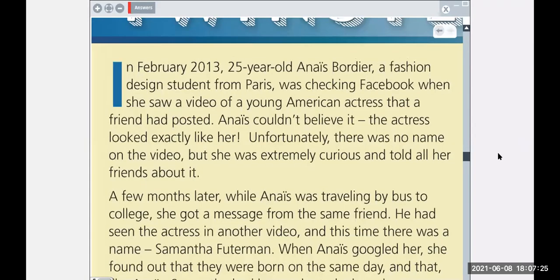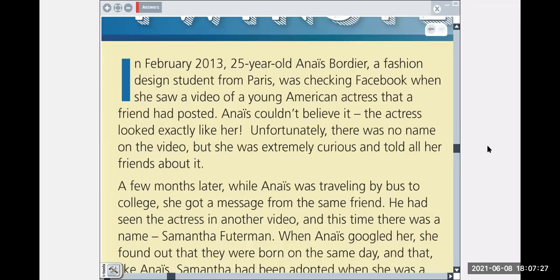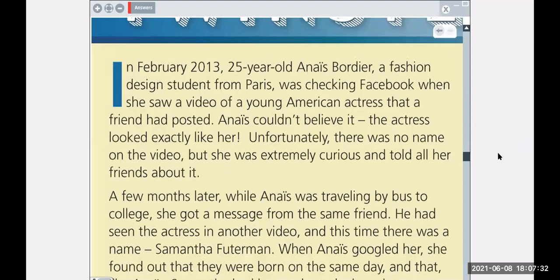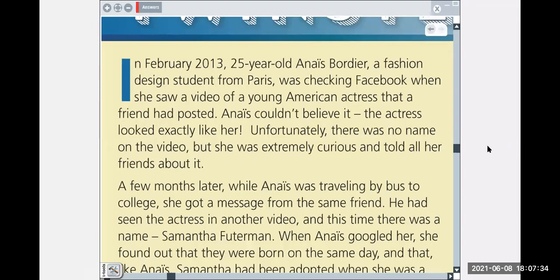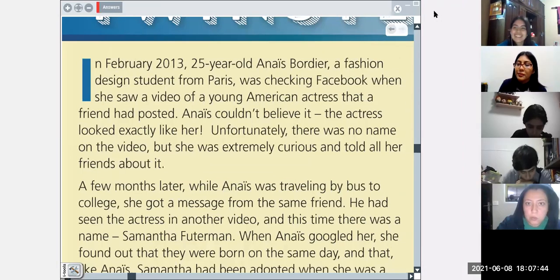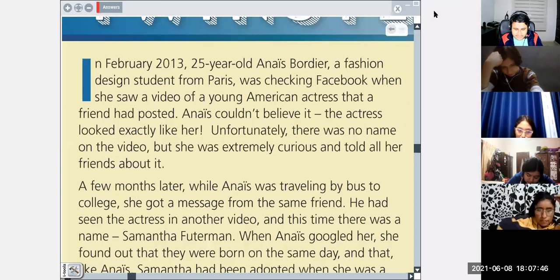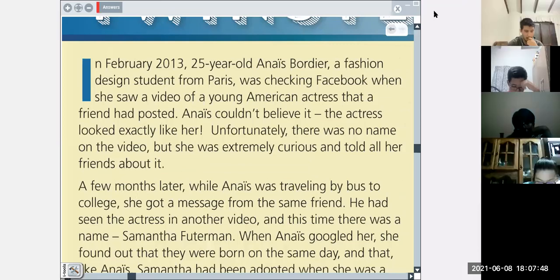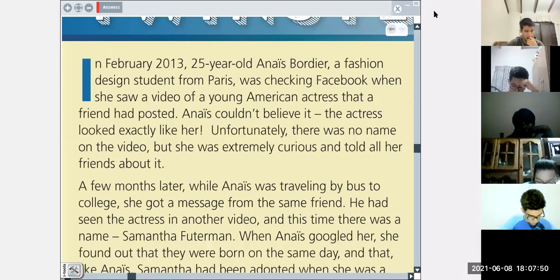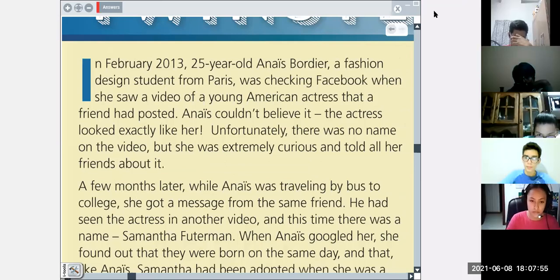What do you think? What are the tenses that you can see in the first paragraph in the story? What tenses can you see here? ¿Qué tiempos gramaticales pueden ver? What tenses? What do you think? Can you recognize any tense here? Pasado continuo. Past continuous. Where?